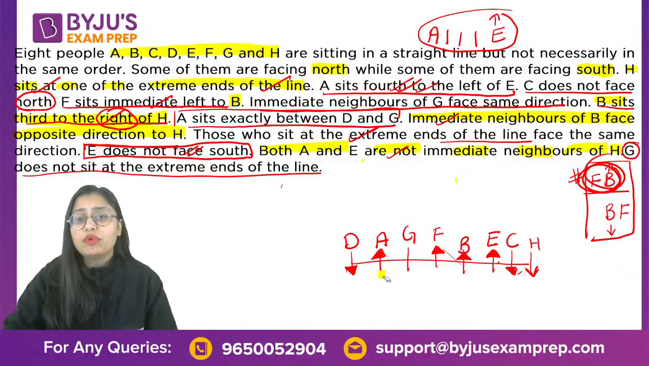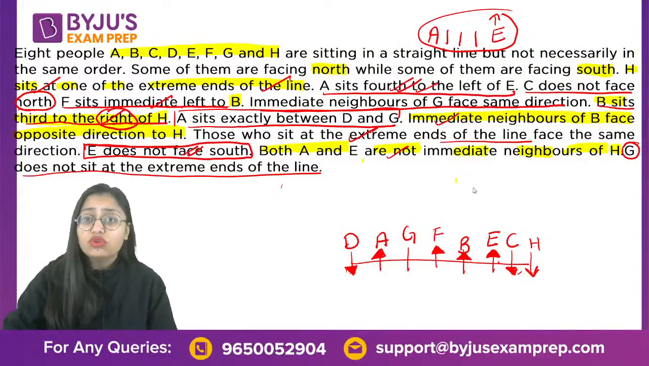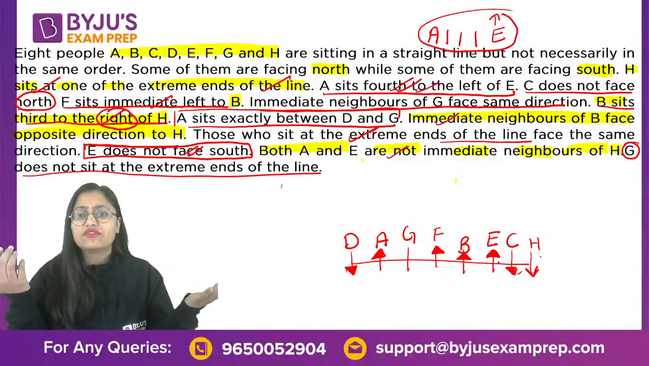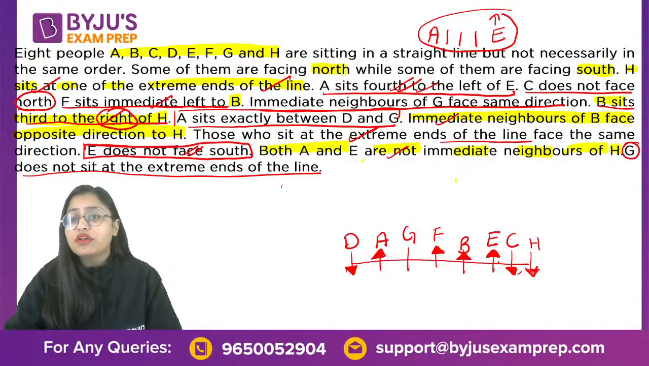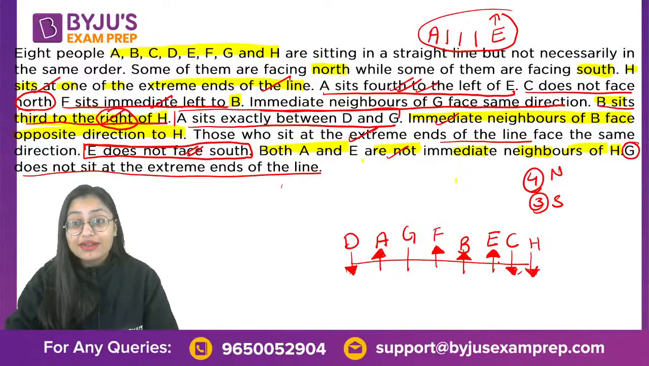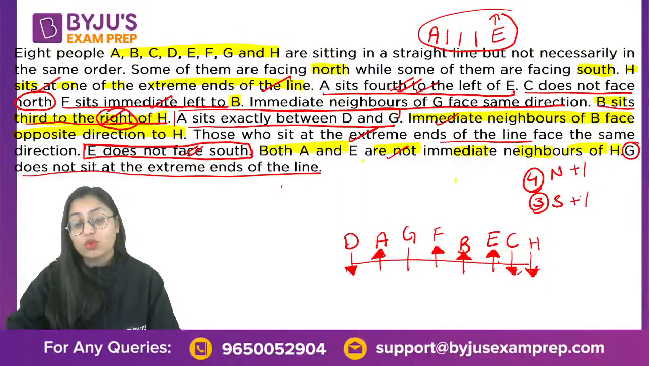The only problem is I do not know where G is facing. So if I do not know where G is facing, is that a problem? No, it is the examiner's problem. He did not share that information with me. So how many people are facing north? 1, 2, 3, 4. So 4 people are facing north, 3 people are facing south, right? But if G faces north, this could be +1. If G faces south, this could be +1.